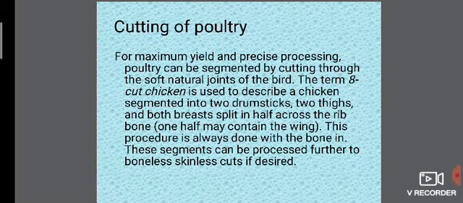Cutting of poultry. For maximum yield and precise processing, it can be segmented by cutting through the soft natural joints of the bird. The term eight cut chicken is used to describe a chicken segmented into two drumsticks, two thighs, and both breasts split in half across the rib bone. One half may contain the wing. The procedure is always done with bone in. The segments can be processed further to boneless, skinless cuts if desired.